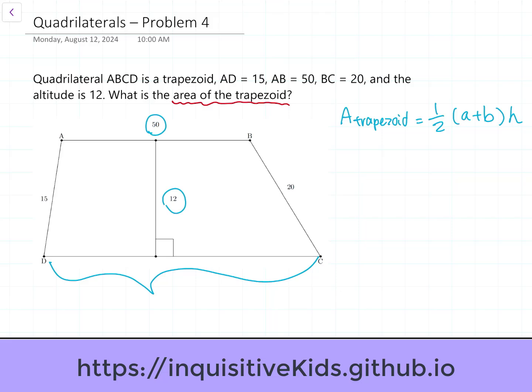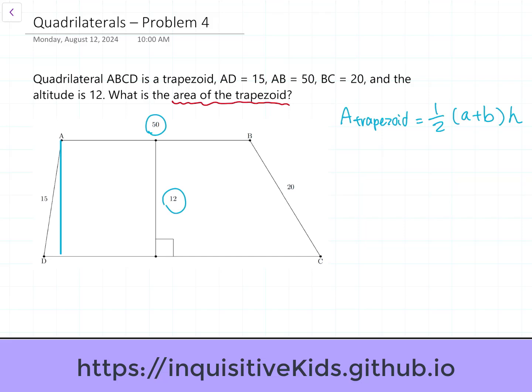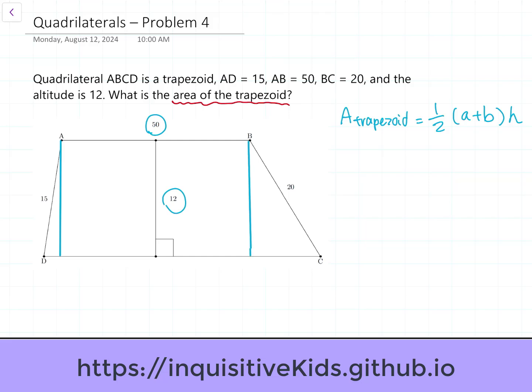Well, as you can see, DC, the bottom side of the trapezoid, is larger than 50, the top side, which means that it has to include 50. So if we just moved AB down, we will see that it intersects with the bottom in this segment right here. This is 50. But there are some extra spots where we don't know the length, and that's what we're trying to find. So how can we find the lengths of those areas?